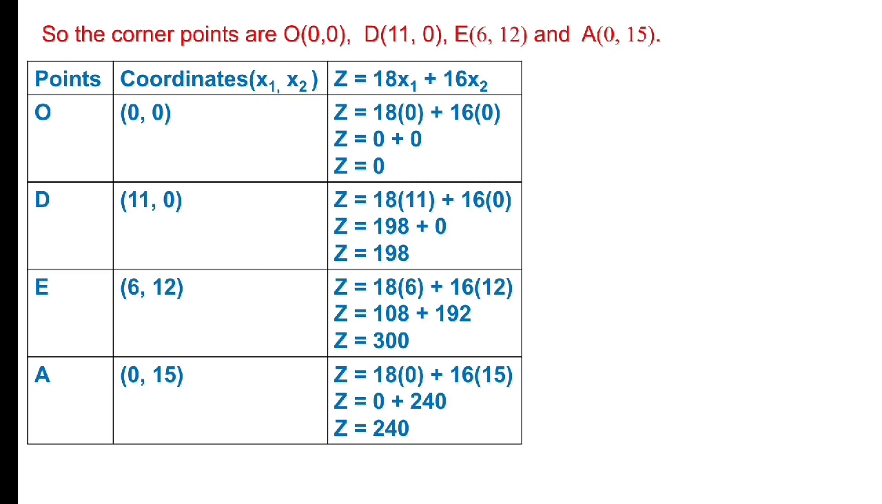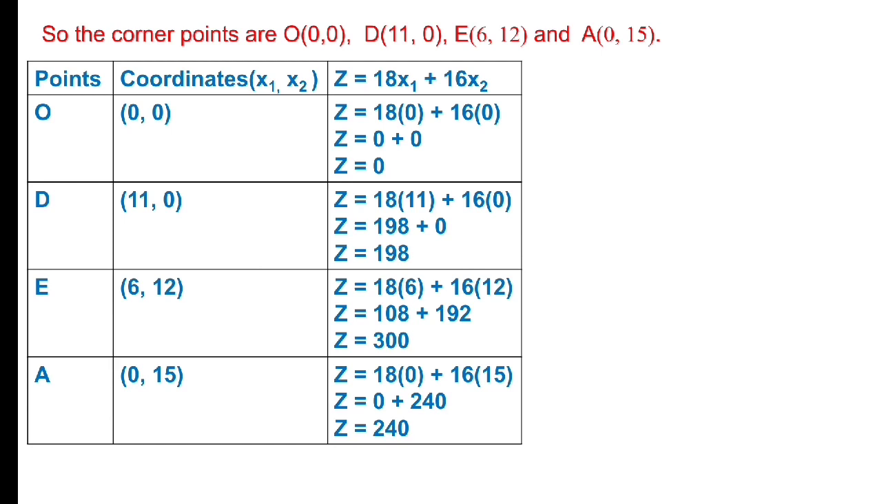E equal to 6, 12. So 18 into 6 plus 16 into 12. 108 plus 192 we get 300. A value is 0, 15. Z equal to 18 into 0 plus 16 into 15. So we get 0 plus 240, which is 240.